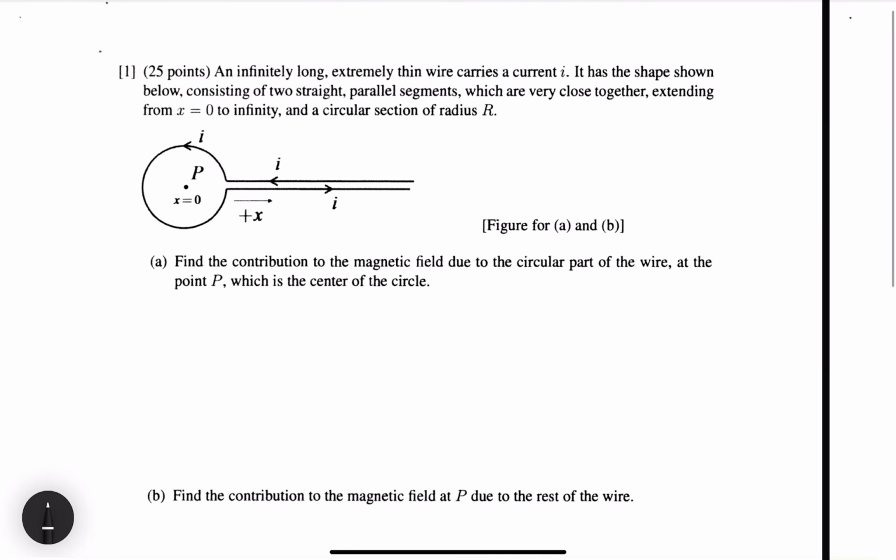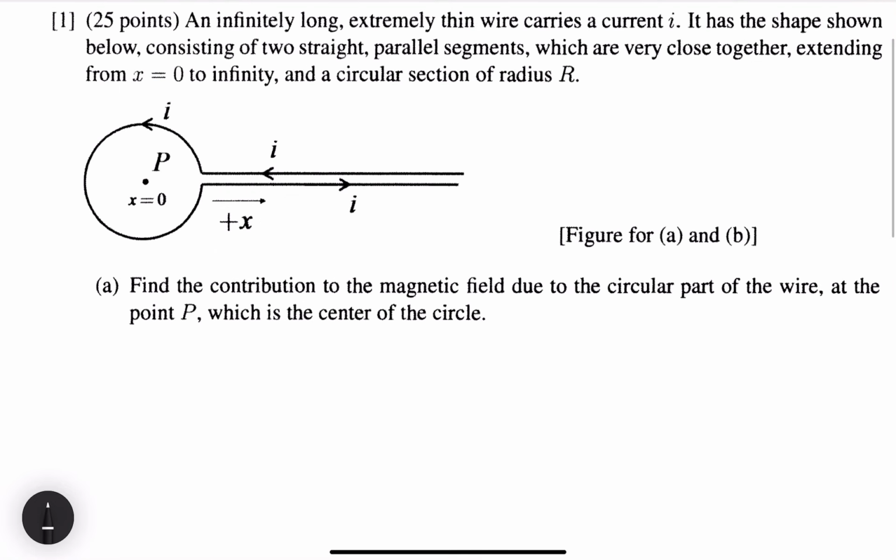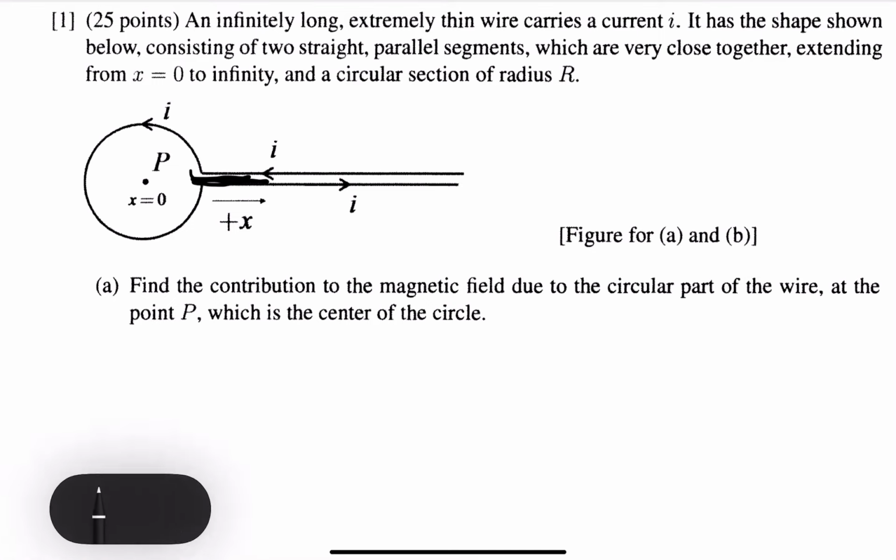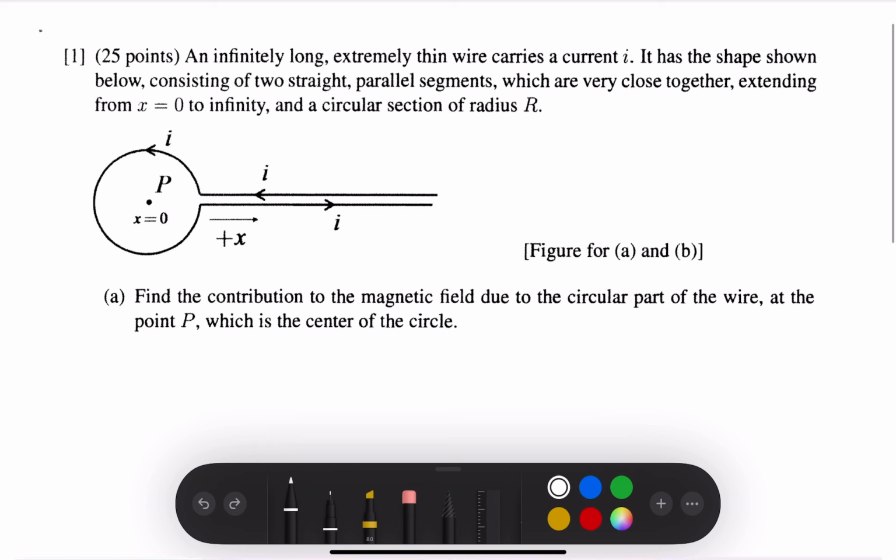For the first question, we have a very long wire that carries a current I, and it has essentially three segments. We have two straight segments which are very close together, so we're going to assume that they're essentially here, and it's just for the picture for us to see what's actually happening. And we have a circular region with radius r.